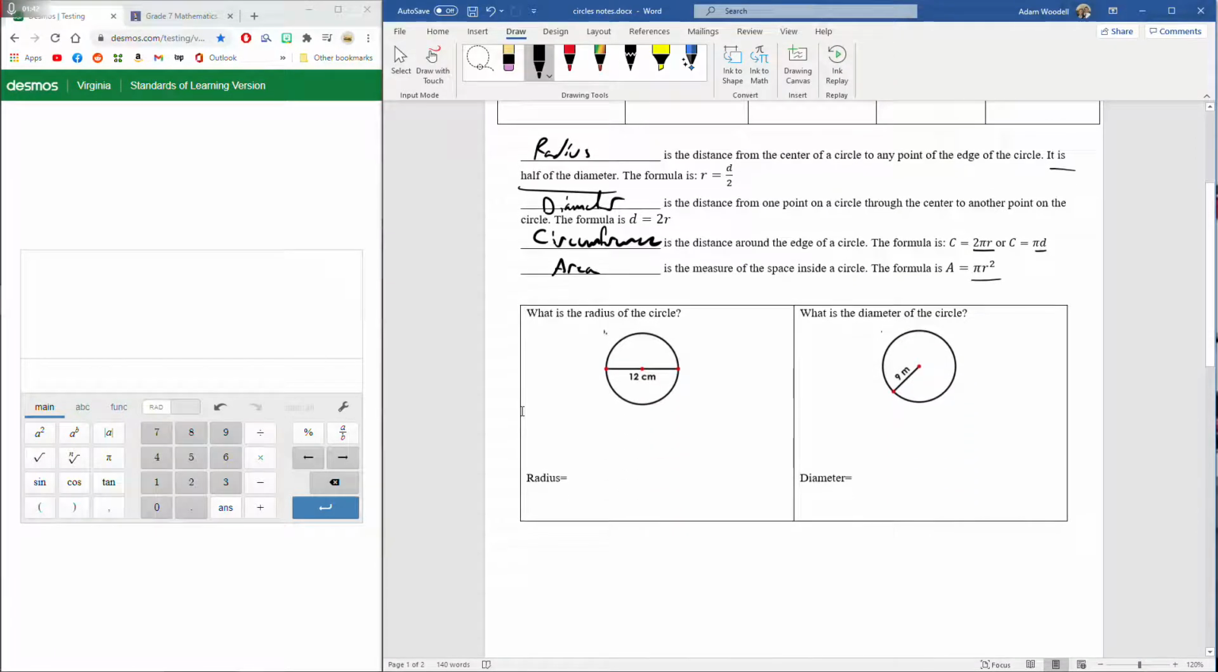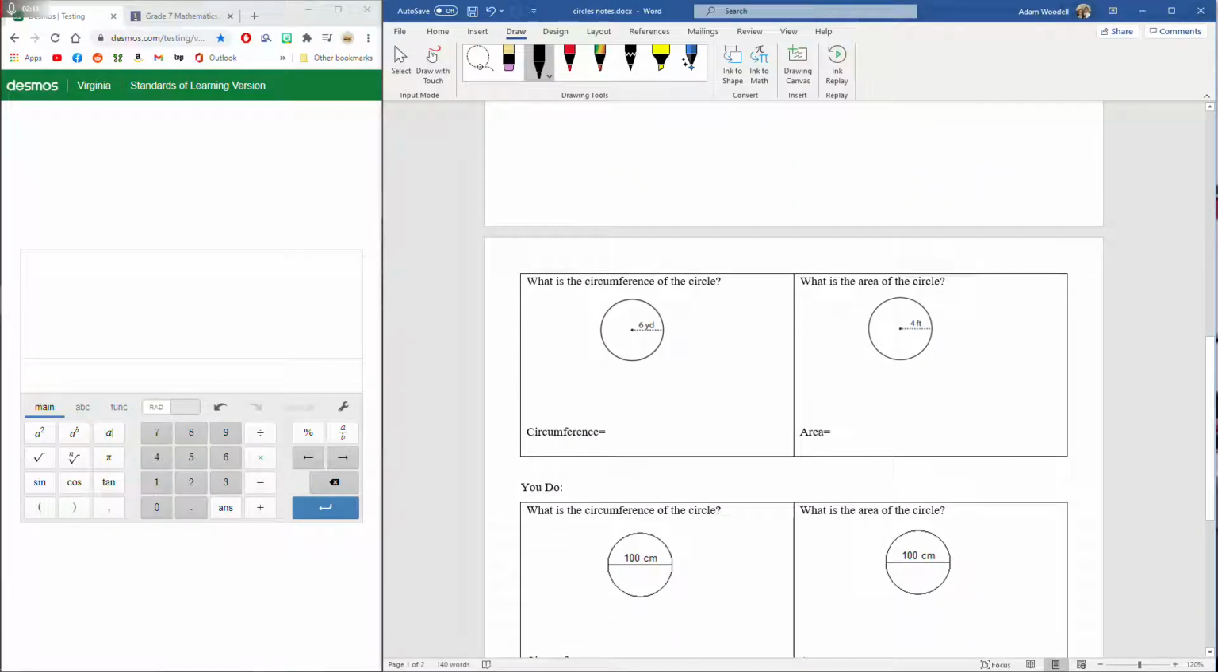So we have a couple different kinds of questions to answer first. I just want to make sure we know what the radius and the diameter are. So remember, the radius is half of the diameter. So if the whole diameter is 12, the radius would be half of that, which is 6. And then going the other way, diameter is twice as much as the radius. So if the radius is 9, the diameter is going to be 2 times that, which ends up being 18.